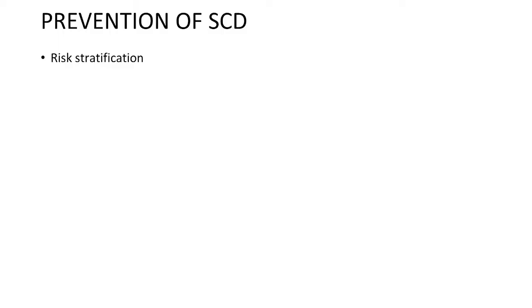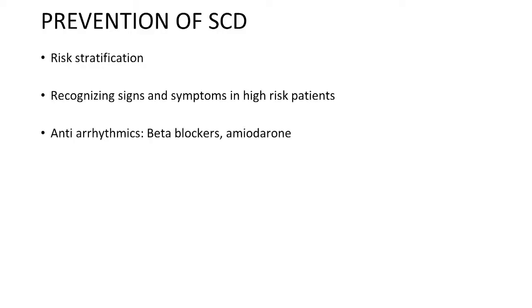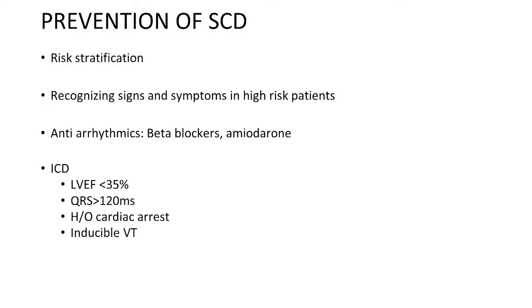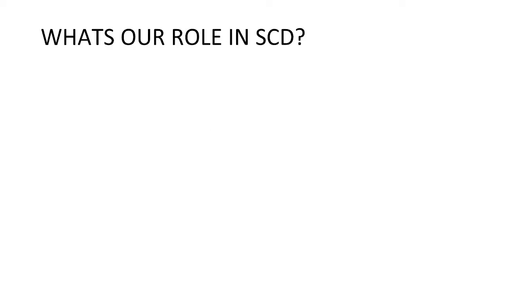Again, prevention of sudden cardiac death is by risk stratification and identifying the candidates for ICD implantation. Then recognizing the signs and symptoms in high-risk patients. Then medical management, antiarrhythmics, amiodarone. These are the general indications for ICD implantation: ejection fraction less than 30, QRS more than 120, history of cardiac arrest in family or prior cardiac arrest, inducible VT on ventricular stimulation, NYHA 3-4 despite GDMT.